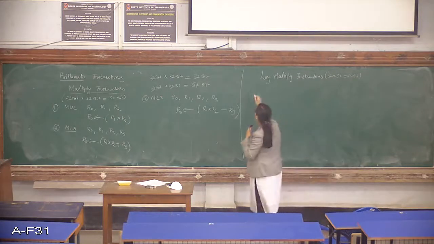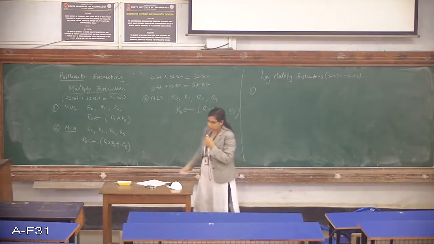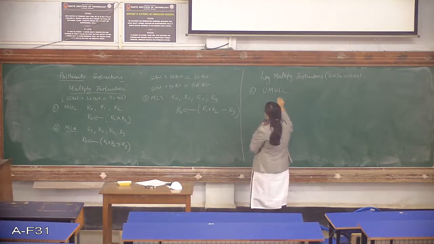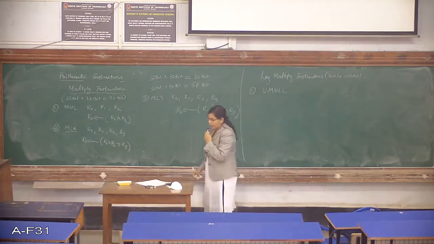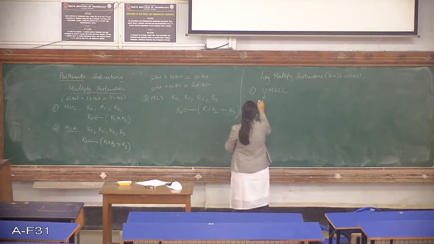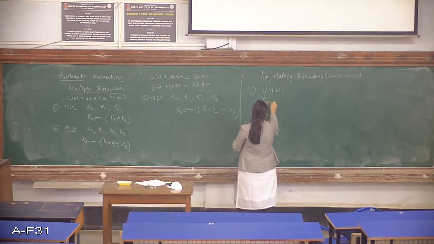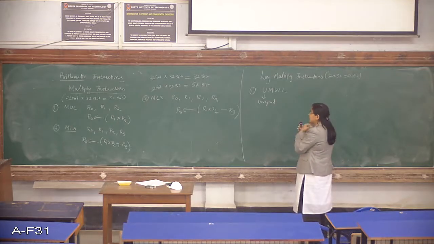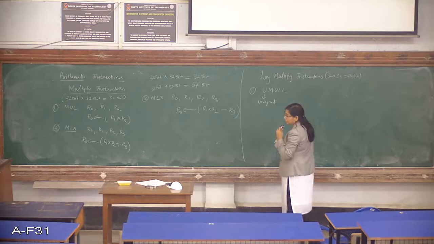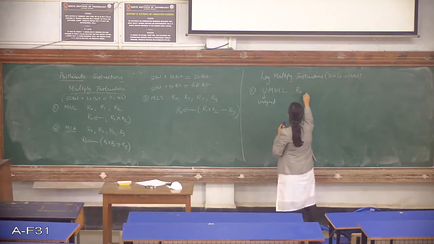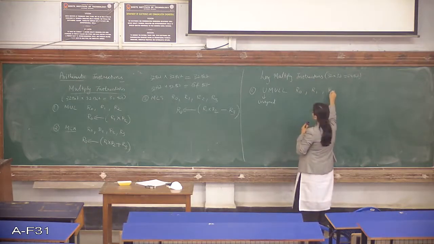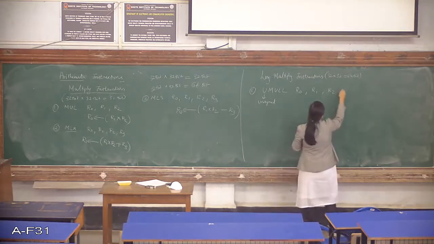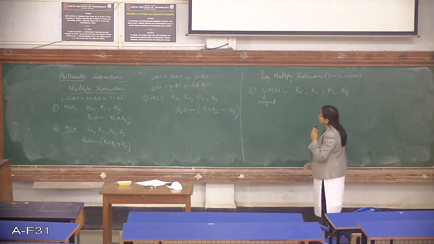For long multiply, the first instruction which you can use is UMULL, where U stands for unsigned and MULL is nothing but multiplication. So this again is R0, comma, R1, comma, R2, comma, R3. Now let us see how exactly this instruction works.